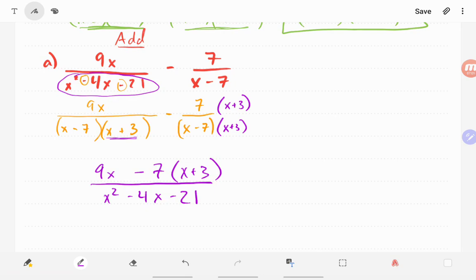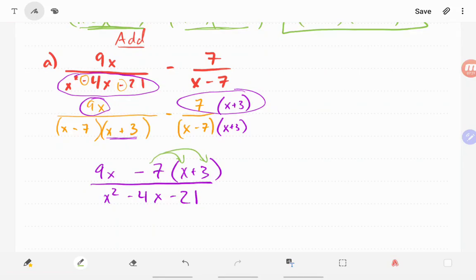Now, for some of us, we might say, hey, this is it, right? I found my common denominator. I've rewritten my two numerators over that common denominator. I'm good to go. However, if I were to distribute this negative 7 throughout, I would have some like terms that I could reduce down. So I think that we should do that, right?